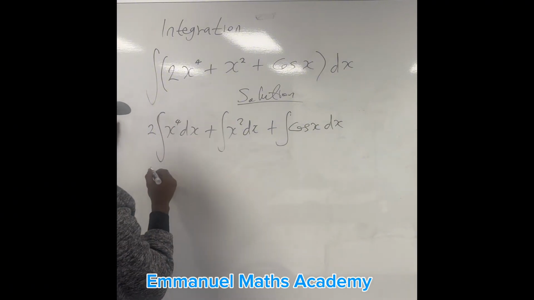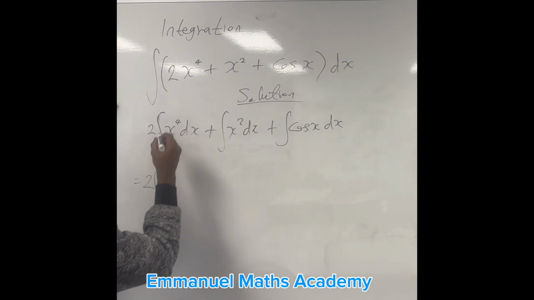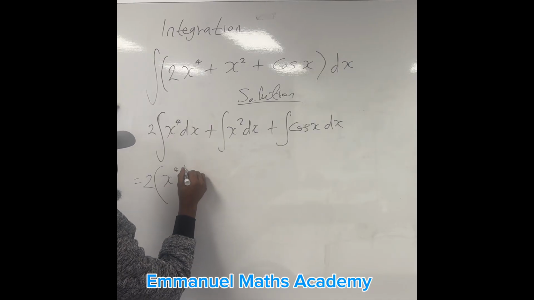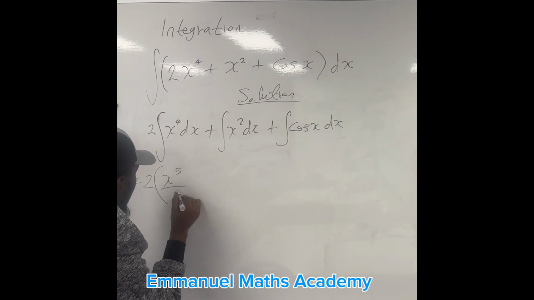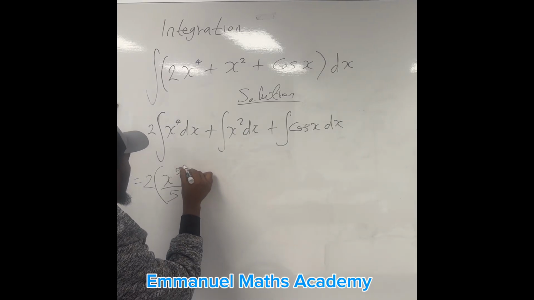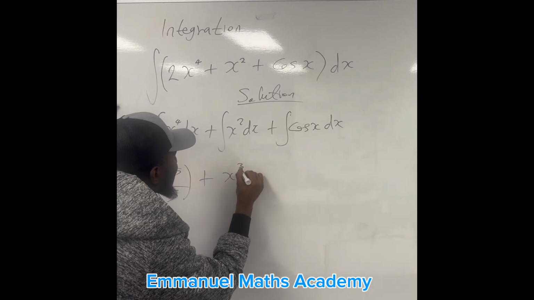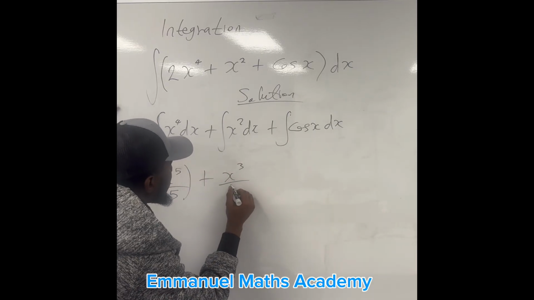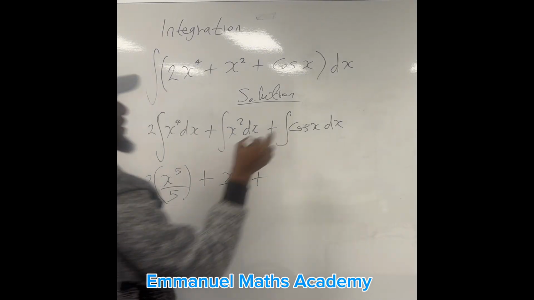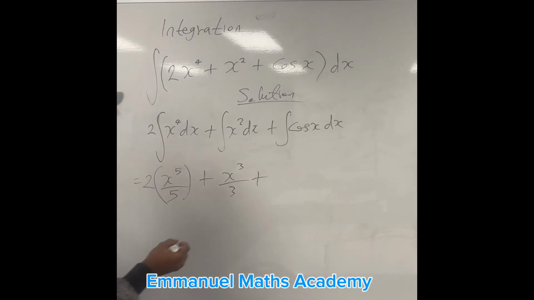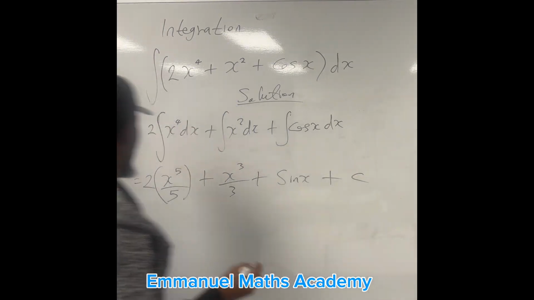Right, from this it is equal to 2 x power 4 plus 1, which is 5, over 5, plus x power 3 over 3, plus, if you integrate cos x, it will give you sine. Here we have sine x plus c.